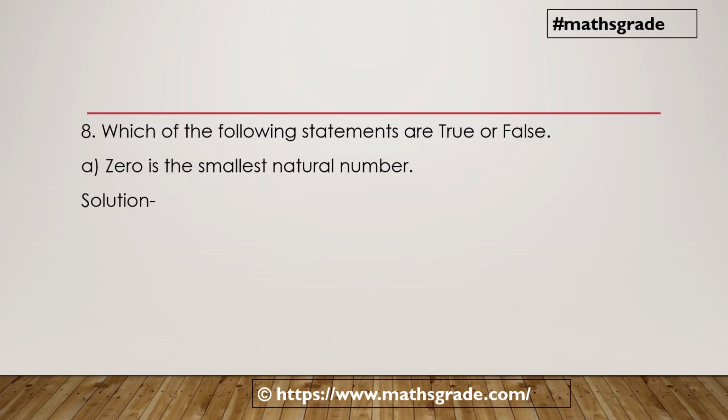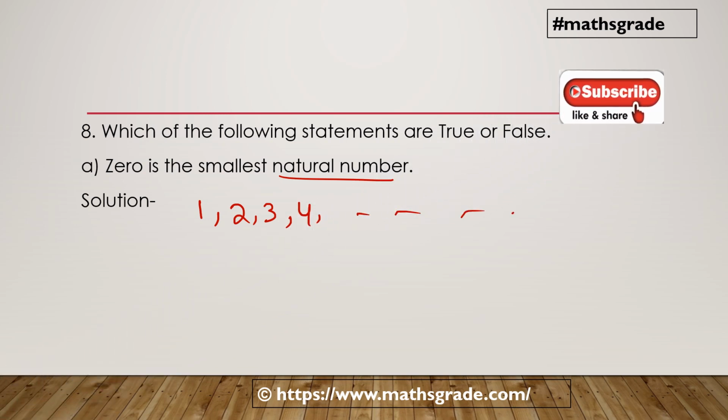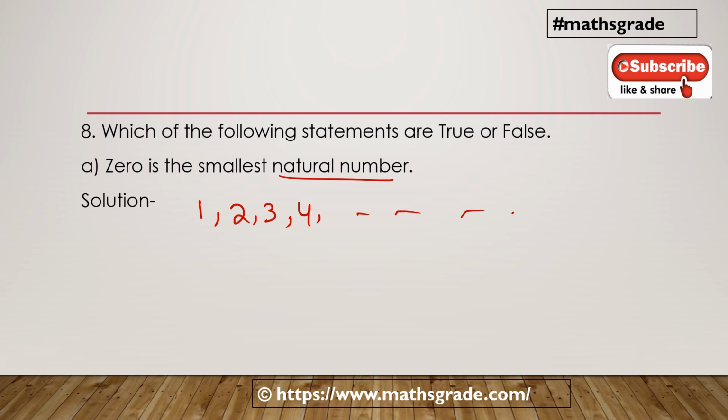Now we will solve question number 8. Which of the following statements are true or false? First bit A. 0 is the smallest natural number. We know natural numbers are counting numbers which start from 1. 1, 2, 3, 4 like this. These are the natural numbers. So in natural numbers there is no 0.